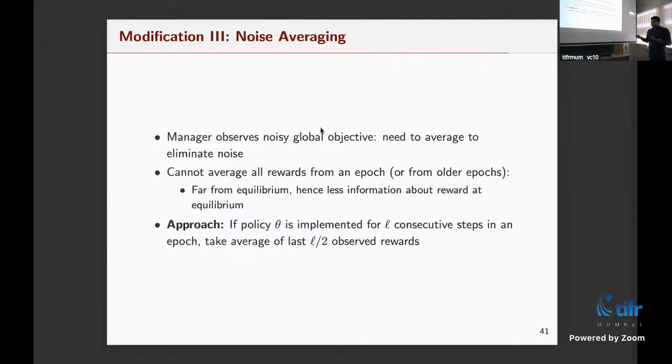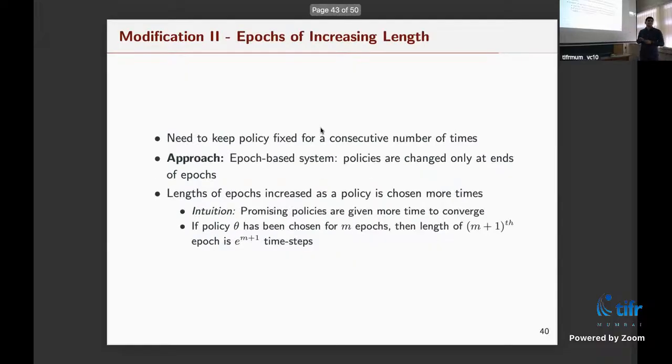The third modification required is... You say the length of the interval is chosen depending on the policy. The feedback you're getting doesn't tell you what the error bound is. So the error bound is decreasing with the length of this epoch. How are you dynamically adjusting it? Because the better the policy, you would expect to stay in that for a longer time. But that feedback you never get.